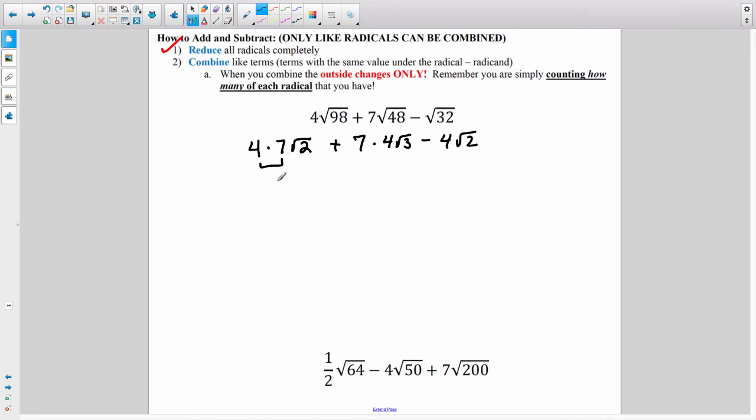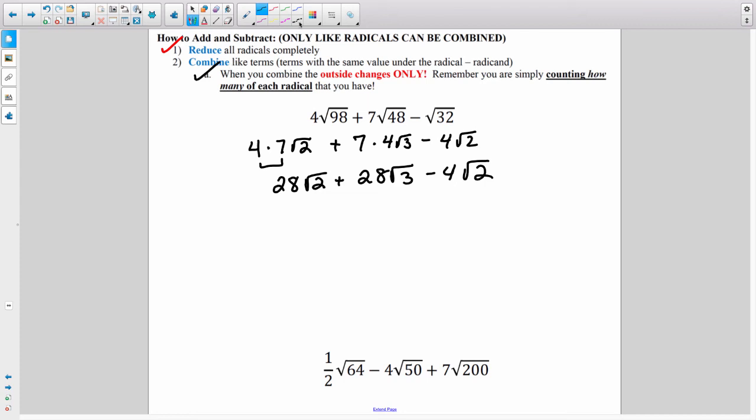7 times 4 is 28. Here's another 28. And 4. Okay, so we've simplified our radicals. We multiplied it. We multiplied the outside terms. And now let's combine likes.